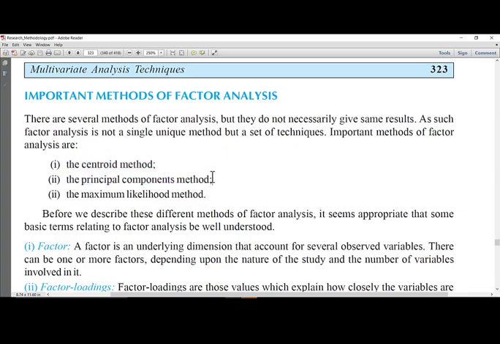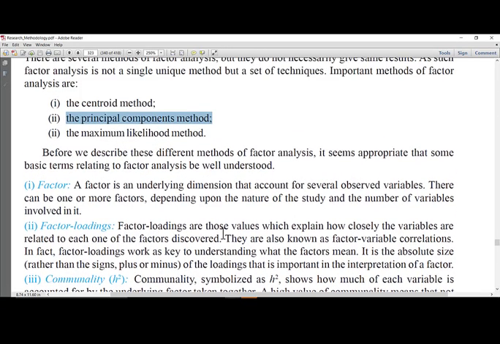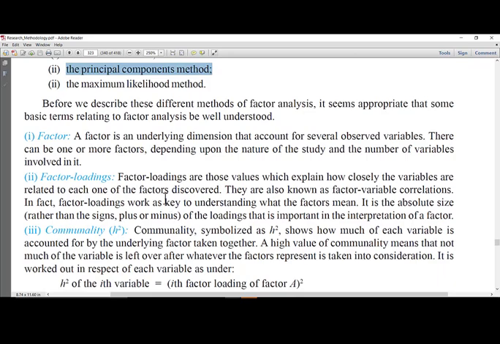Nowadays, for machine learning and other such applications, this method is gaining popularity. Of course, the centroid method is also good, but nowadays we can find the use of the principal components method, particularly in machine learning applications. And for that, there are certain basic terms, that is, what is a factor, what is factor loading, like that. And we discussed briefly about this.